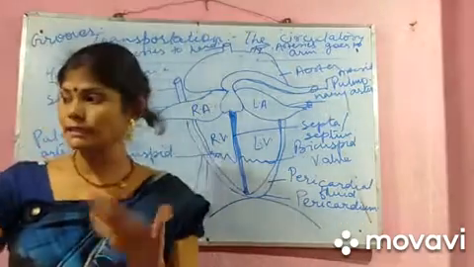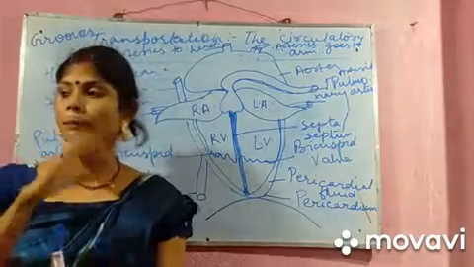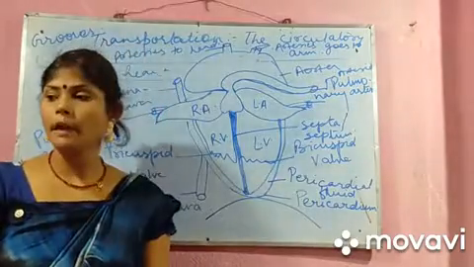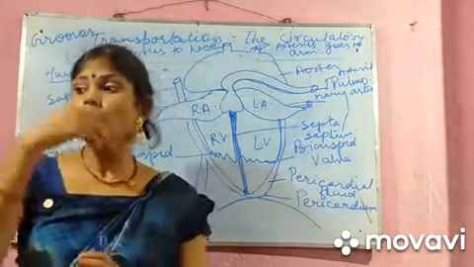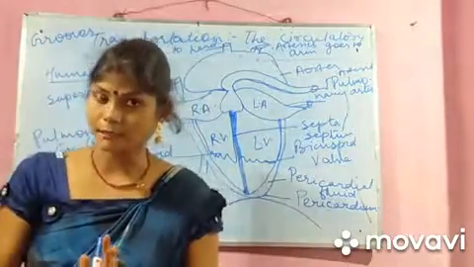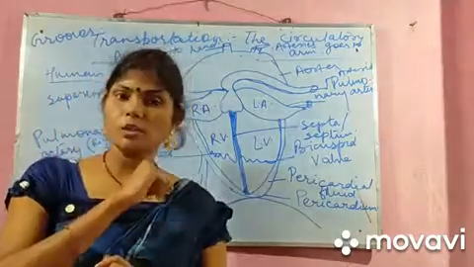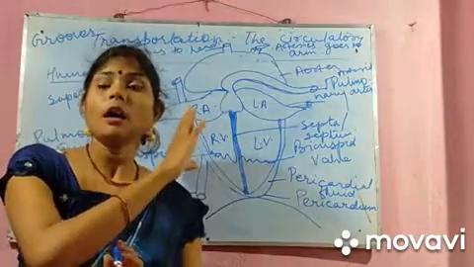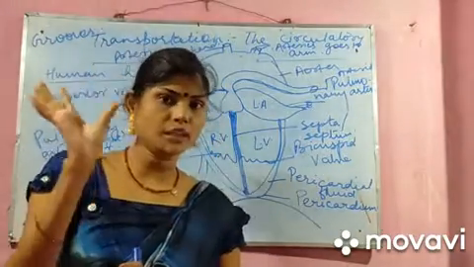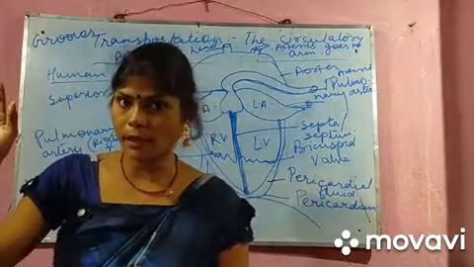In the same way, a smaller one is the pulmonary artery. The largest one is the aorta, and the smallest one is the pulmonary artery, which carries the blood from the heart to the lungs. The aorta is the biggest one, which carries the blood from the heart to the different parts of the body.